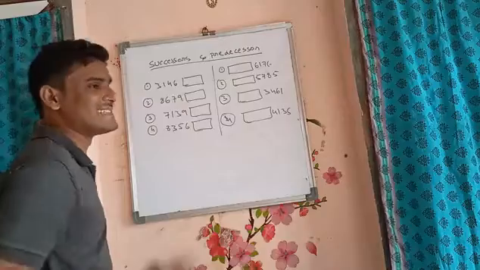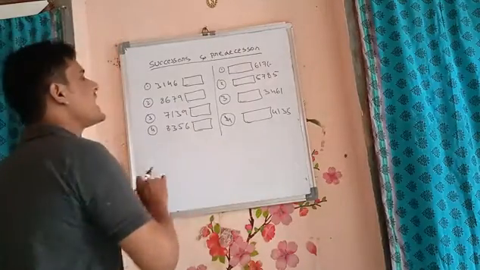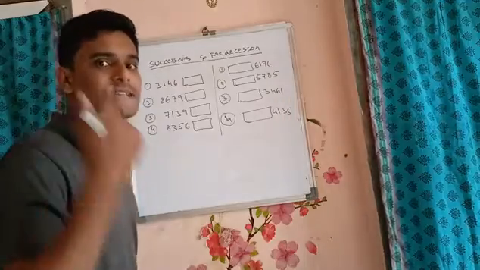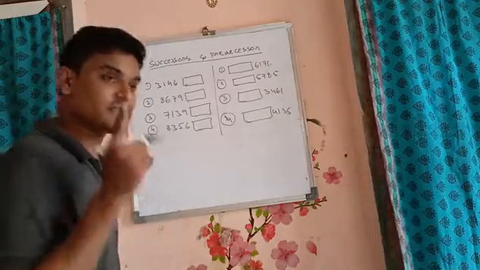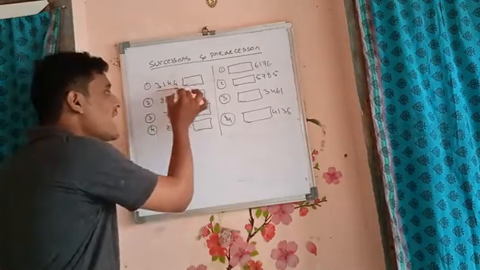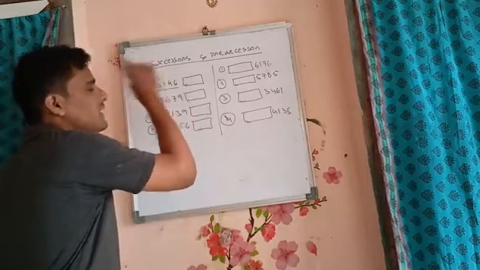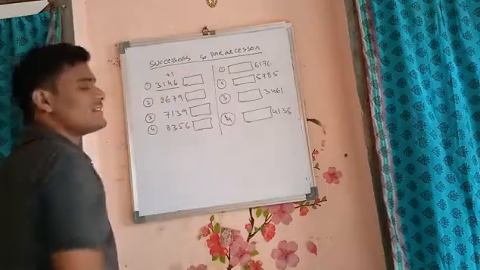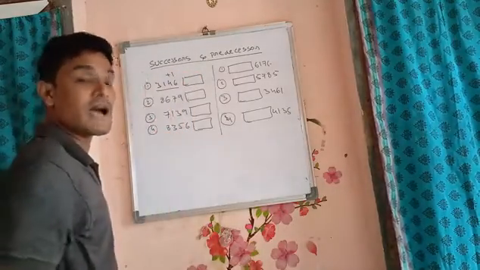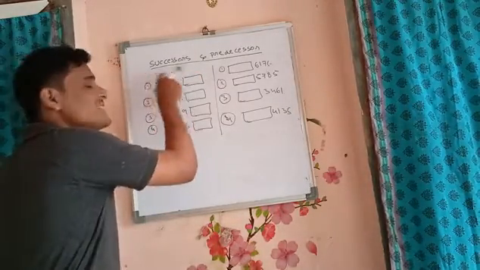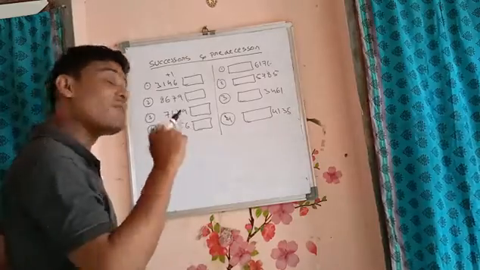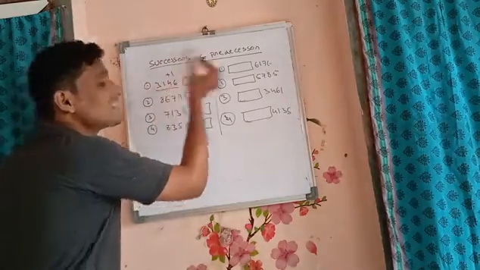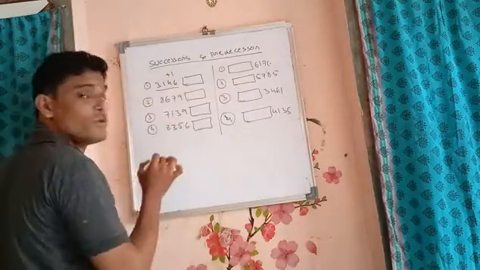What is the successor? Successor means we can add one to the given number. It is called the successor number. Add 1 to the given number. Otherwise, what is the next number? We can say that we add one to the number, or we can say, what is the next number of this number?